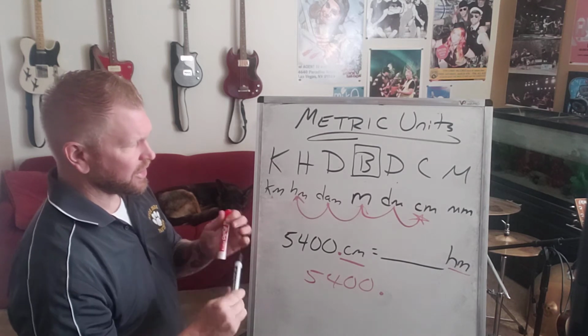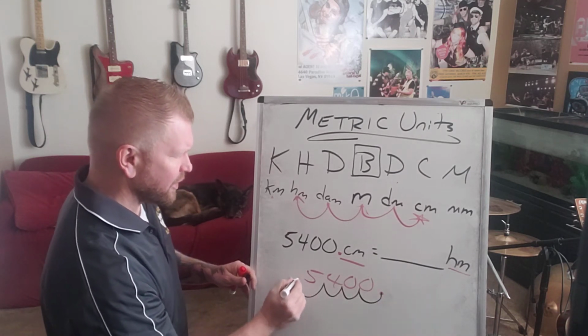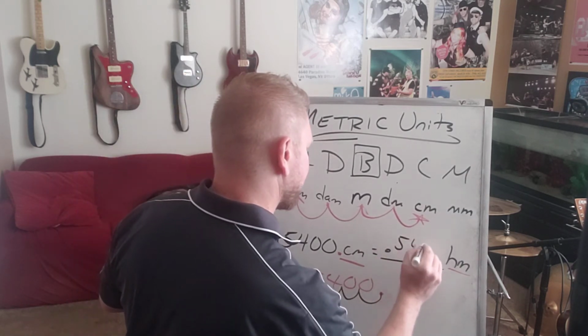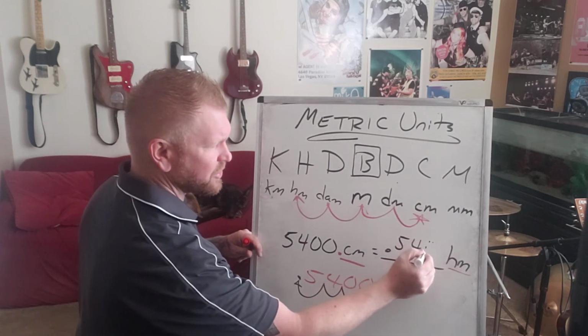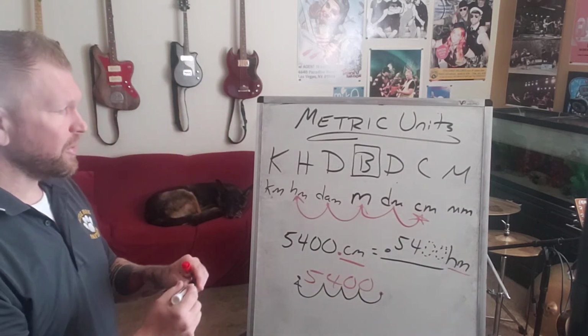Okay, so let's do that, see what the answer is. 1, 2, 3, 4. Put the decimal right there. It's going to be 0.54. I could actually drop those zeros off because it wouldn't change anything. If you put 0.5400, it's the same thing as 0.54. So I'm going to say the answer is 0.54.